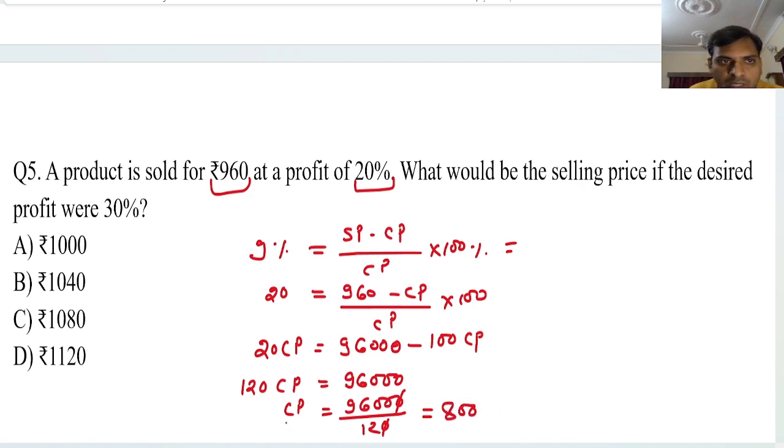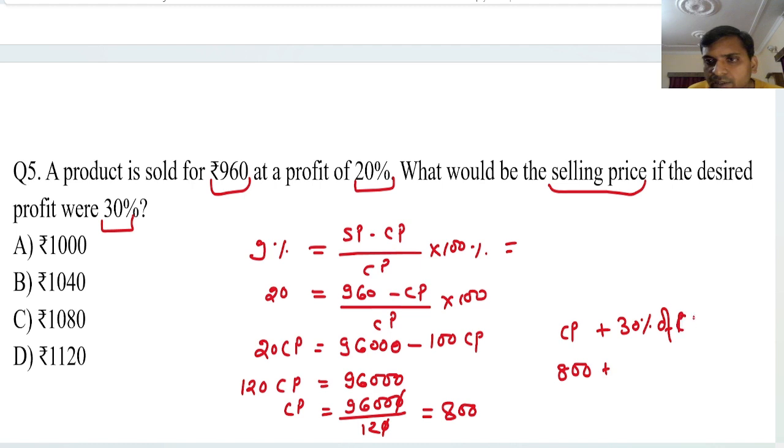So this is the cost price. Now profit percent is 30%. Then you need to find the new selling price. So 800 is the cost price. Now 30% of cost price is added to find the final sales price. So this is 240, 30% of 800. Now the total price is 1040. So the selling price is option B.